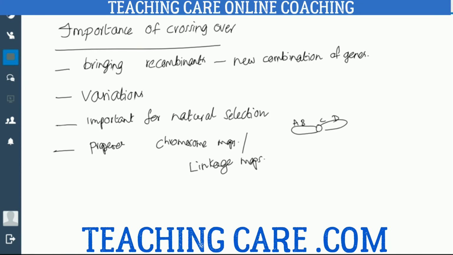What will happen in tetrad formation? Two chromosomes are combined, and four chromatids are formed. Tetrad formation means four chromatids are formed. Tetra means four.